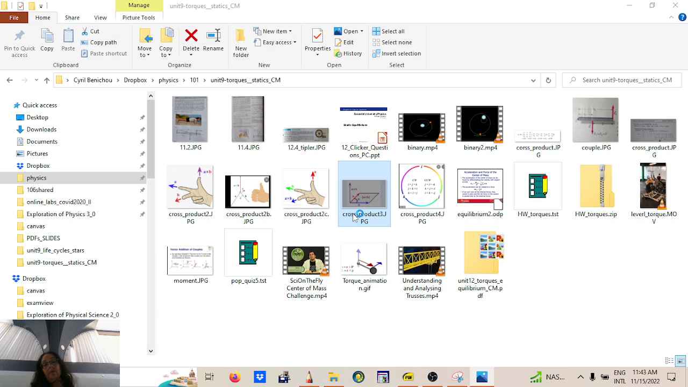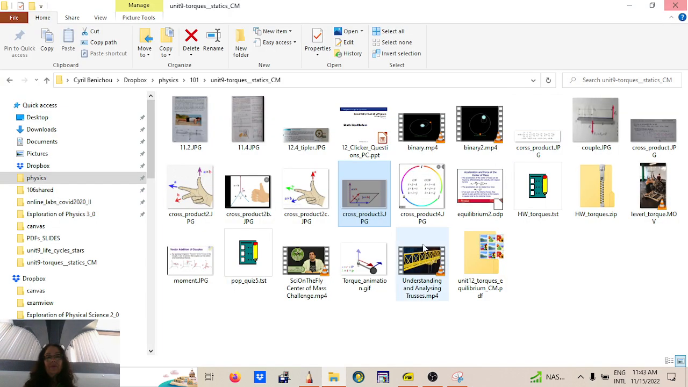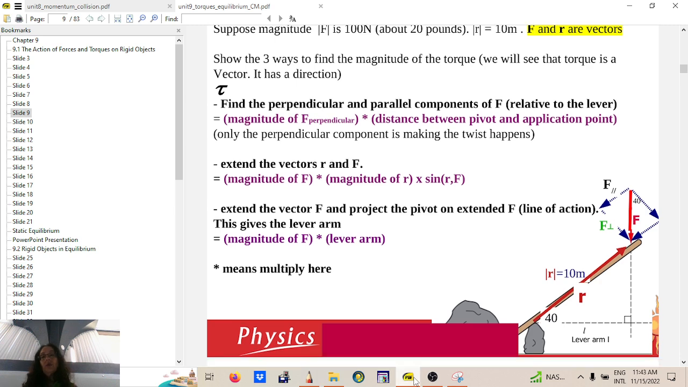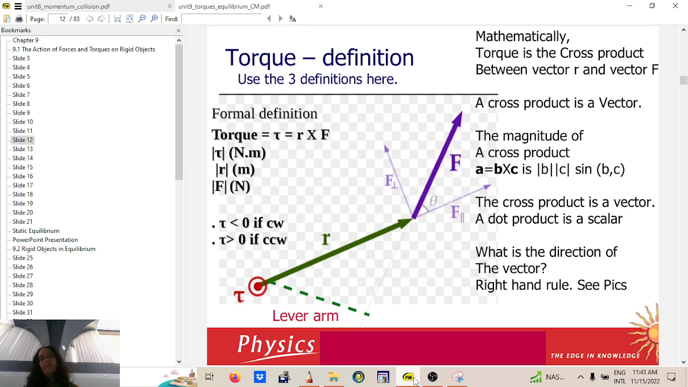So you see here, you have A, B, the magnitude will be the area of that parallelogram here, and the direction is given by here. Okay? Oh, the torque. Okay, so that means I'm going to show you in a moment. Okay, my point is to find the torque.